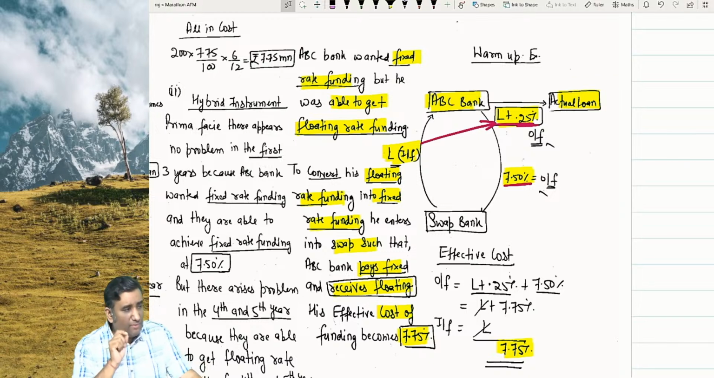First line was very important. Again, I am re-emphasizing: he wanted a fixed rate funding, but he was able to get floating rate. To convert his floating rate funding into fixed rate funding, he has done the swap, and that gives him the first part answer. Let me go to the second part now.